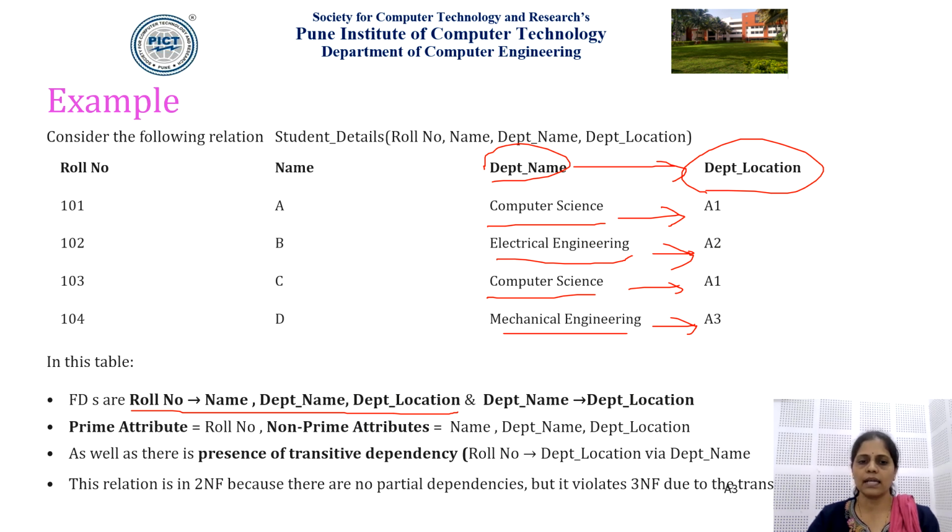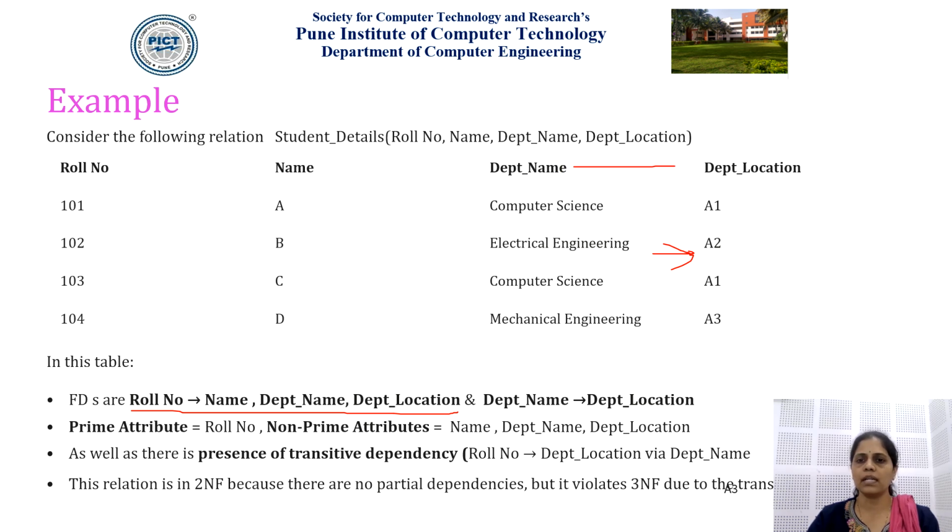So here I can easily say that department name identifies department location and roll number determines all the attributes. So roll number is my prime attribute, and name, department name and department location become my non-prime attributes. But because of this functional dependency between department name and department location, it does not follow the 3NF criteria, because a non-prime attribute determines a non-prime attribute.